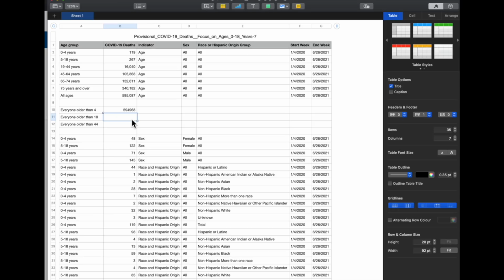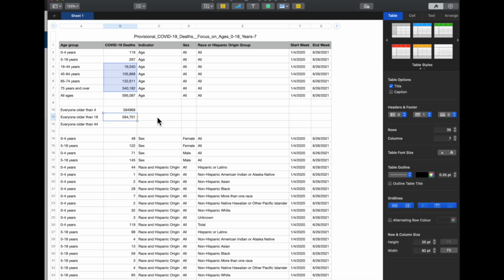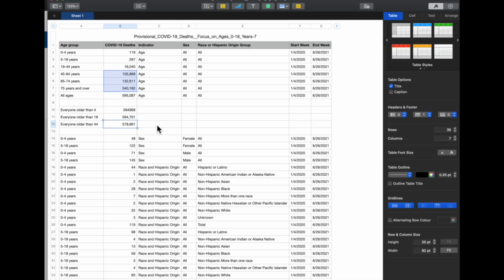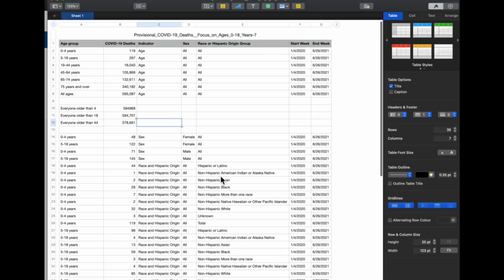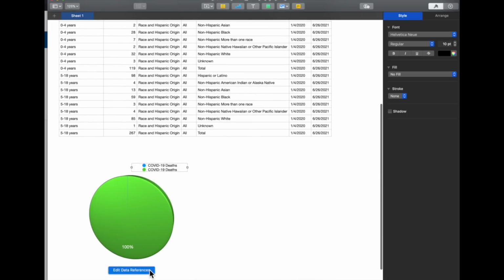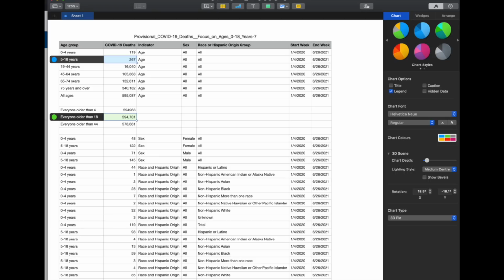And then here's everybody older than 18. And so in order to put that in there, I just hit the equal sign. And that's going to be everybody older than 18. And this is everybody older than 44. So I just hit equal and highlight everybody older than 44. Now, what is the blue and what is the green? The green is everyone older. So let's go back, edit our data references until we want to plot the rows. There we go.